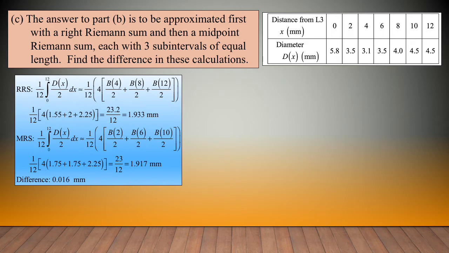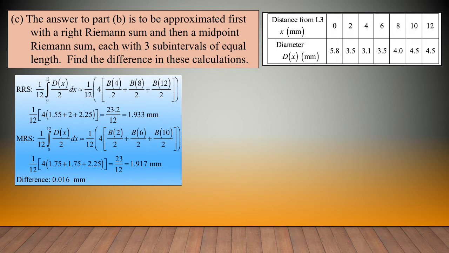That will be approximately equal to 1/12 times, we have to talk about our base times our height. Our base is always 4, and the heights will be d(4)/2, because we're interested in the radius, plus d(8)/2, plus d(12)/2. This gives 1/12 times 4 times (1.55 + 2 + 2.25). This gives 23.2 over 12, or 1.933 millimeters.